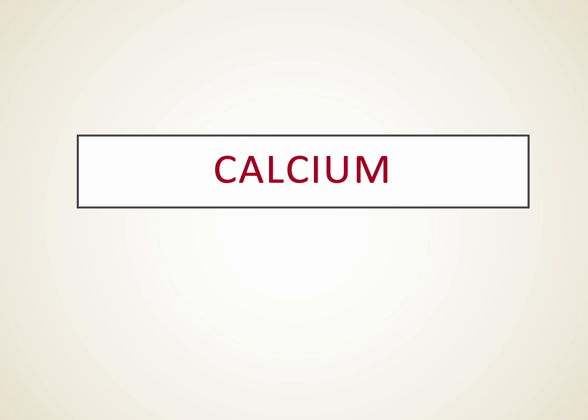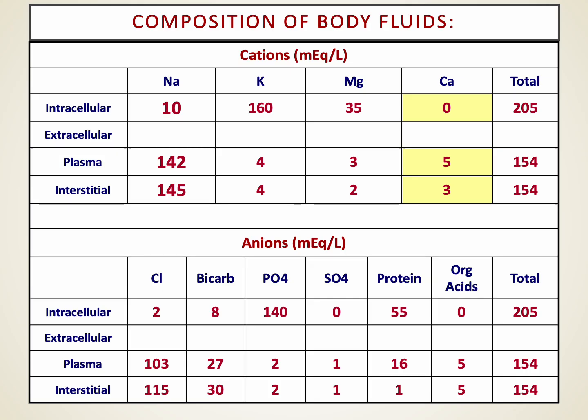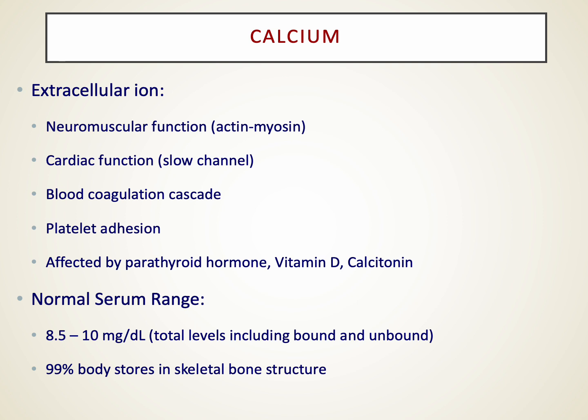Okay, let's move on to calcium. As we look at the nature of calcium, we think of this as mostly extracellular. It is involved in neuromuscular function, particularly related to actin-myosin, also cardiac function, and also it's involved to some degree with the blood coagulation cascade, platelet adhesion, and it's impacted by the parathyroid hormone, vitamin D, and calcitonin.